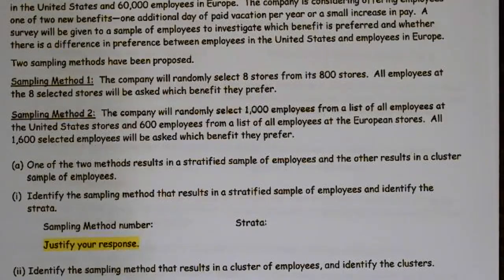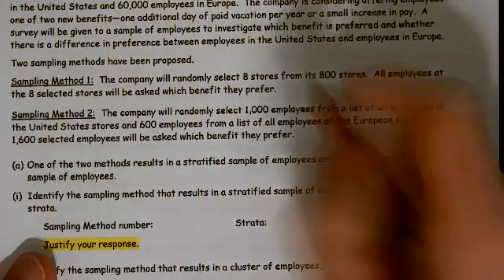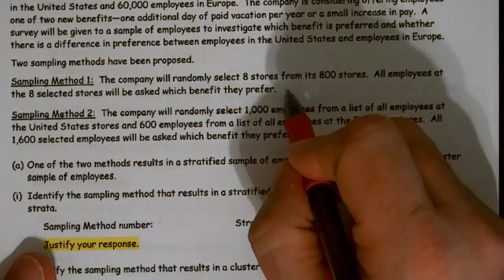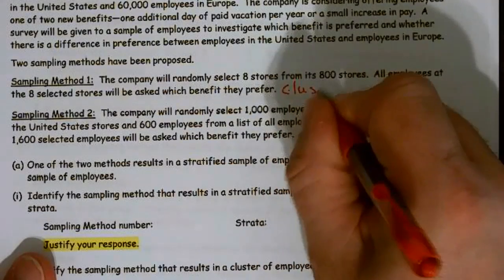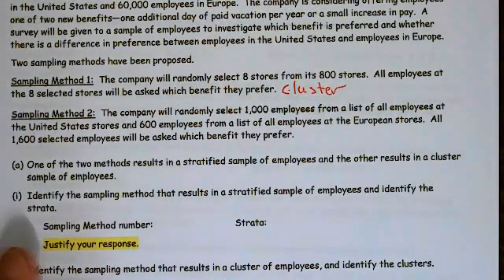Sampling method 1, the company will randomly select 8 stores from its 800 stores. All employees at the selected 8 stores will be asked which benefit they prefer. So we're going to have a group of 8 stores, and we're going to survey all employees. I know right away this is a cluster sample.